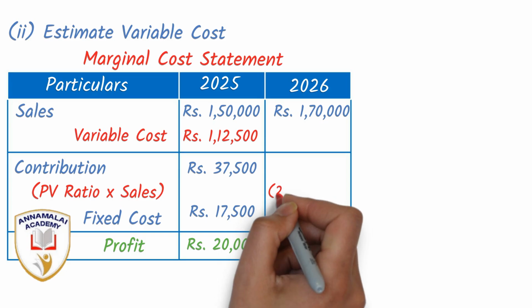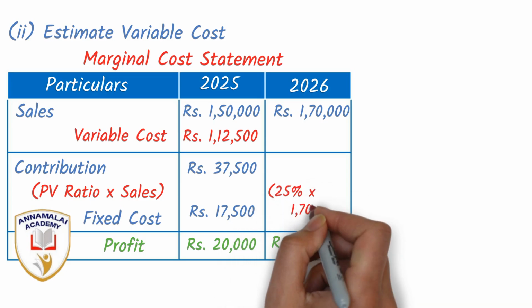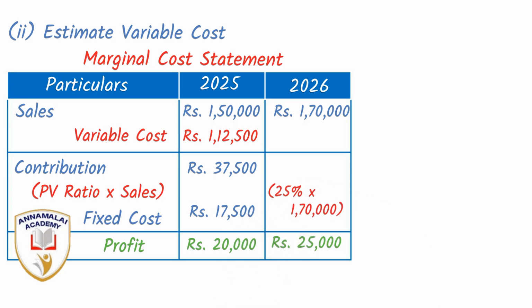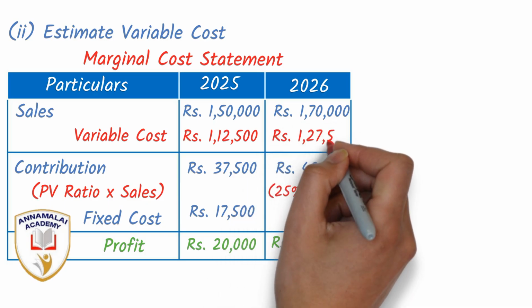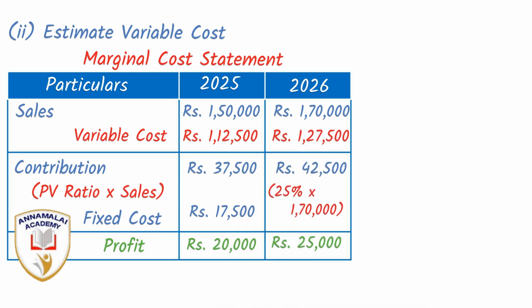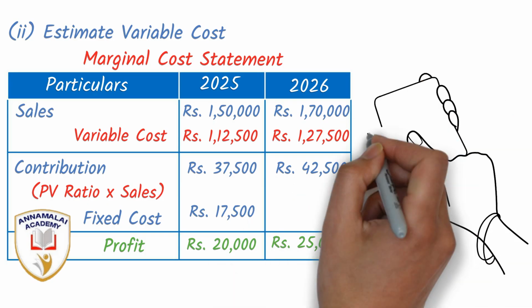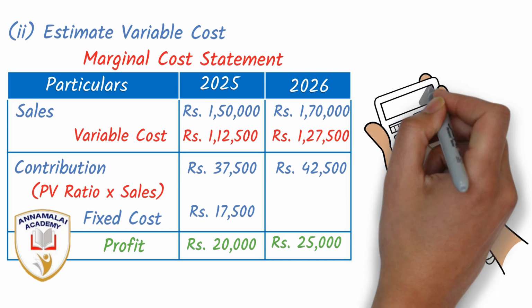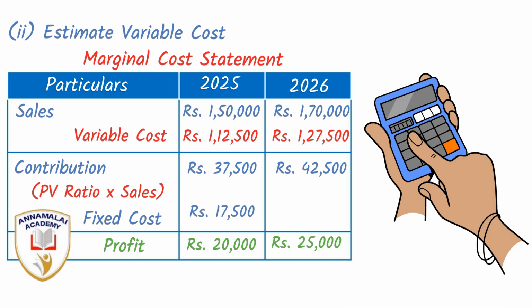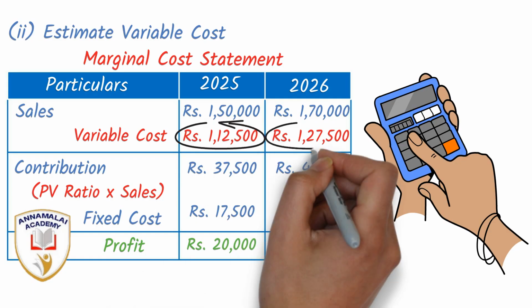Repeat the same process for the year 2026. 25% PV ratio for a sales of 1,70,000, you get 42,500 as the contribution. Differencing sales and contribution, you get a variable cost of 1,27,500. Differencing the contribution and profit, you get a fixed cost of 17,500. So the second part of the question, variable cost, is estimated.